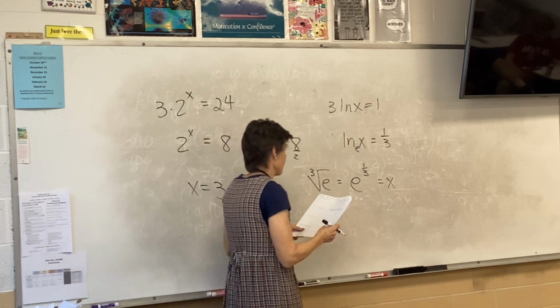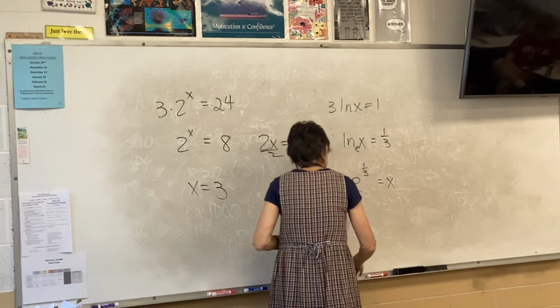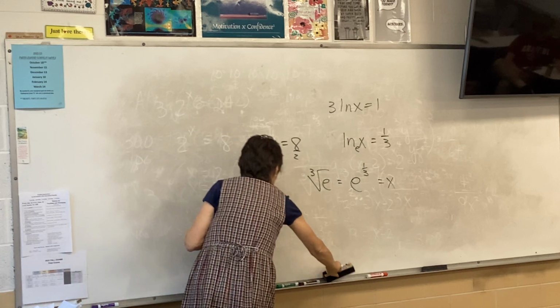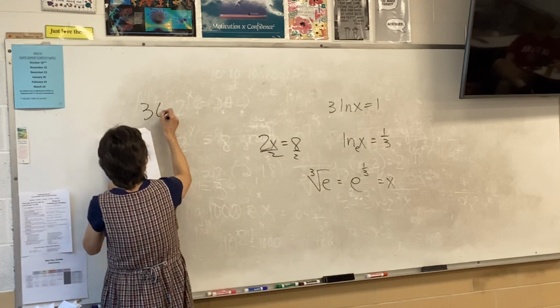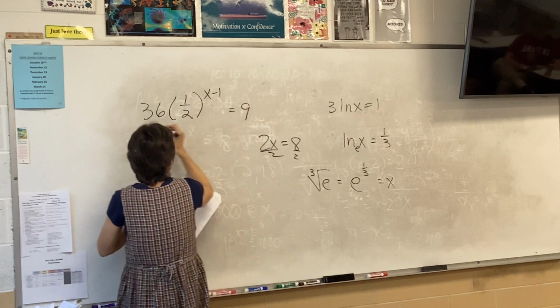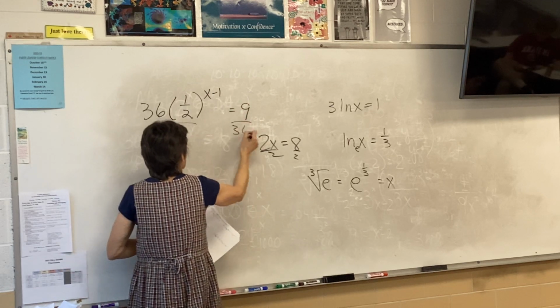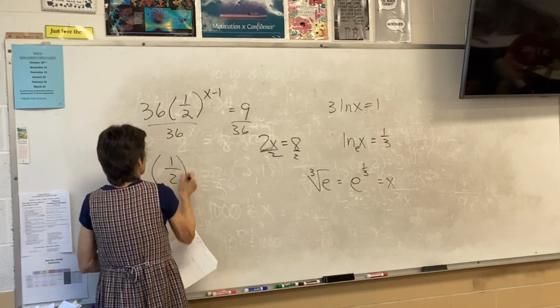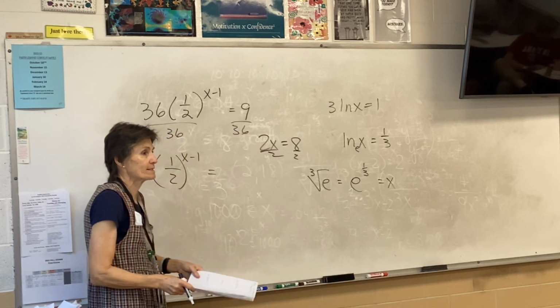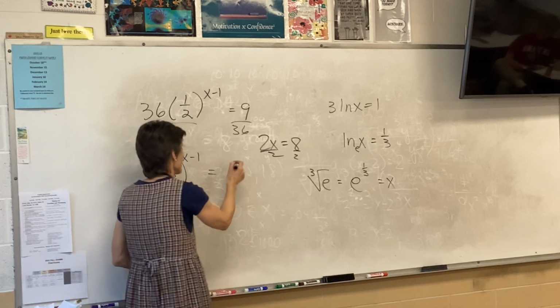Last one today. What's step 1? Divide by 36. You gotta divide. Oh my gosh, if you haven't learned anything else, you know you cannot have that 36 hanging around, so we're gonna divide. So 1/2 to the x minus 1 equals what? What's 9 over 36? 1/4.